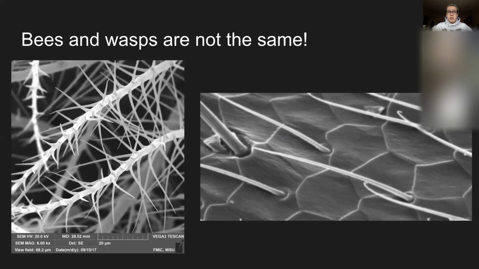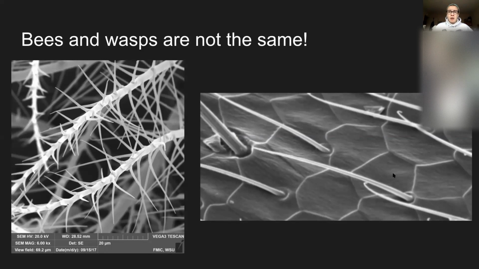Some of the differences between them have to do with their hair. So bees have branched hairs on their body, and wasps and ants have kind of like a single hair, if you can see here. So see all the little branches coming off on this bee hair, and then over here it's just a single hair coming out, almost like human hair.